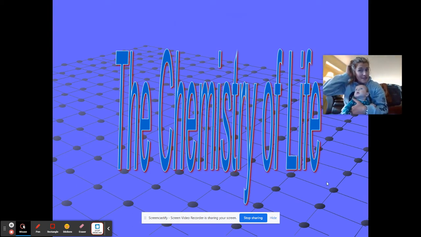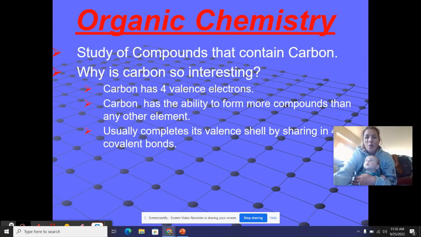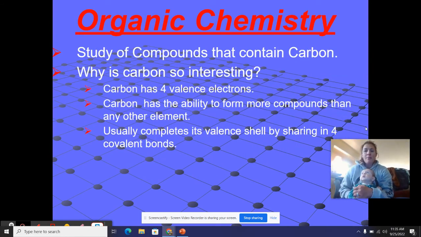All right, so this is the first set of notes for biochemistry. This is like the first official UW Oshkosh required unit for CAP Bio. What we are going to be talking about in biochemistry is the study of compounds that contain carbon. That's literally what the word organic means, it means it contains carbon.